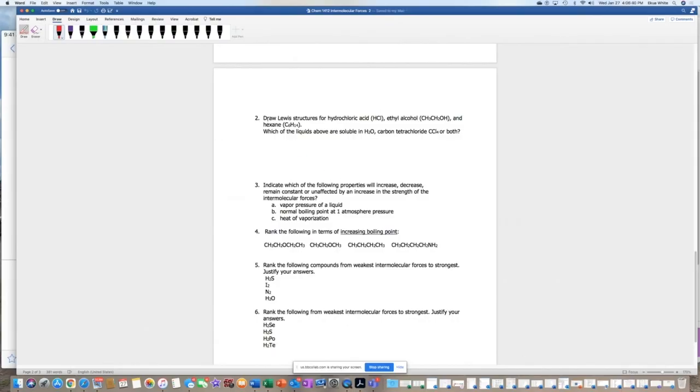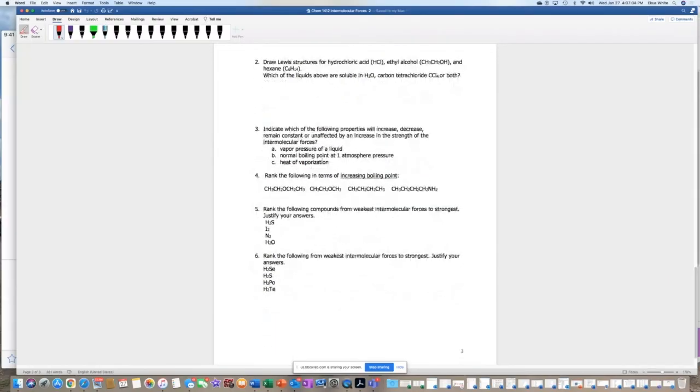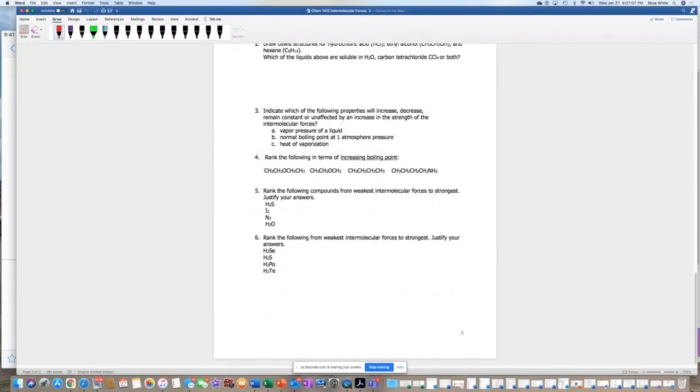Okay, so draw Lewis structures for hydrochloric acid, ethanol, and hexane. Which of the following liquids above are soluble in water, carbon tetrachloride, or both? Oh, okay, because we haven't done that part yet, so that will be a little bit of a struggle. Okay, I'll wait. And then three, let's see. Oh, we can do three because we did three.